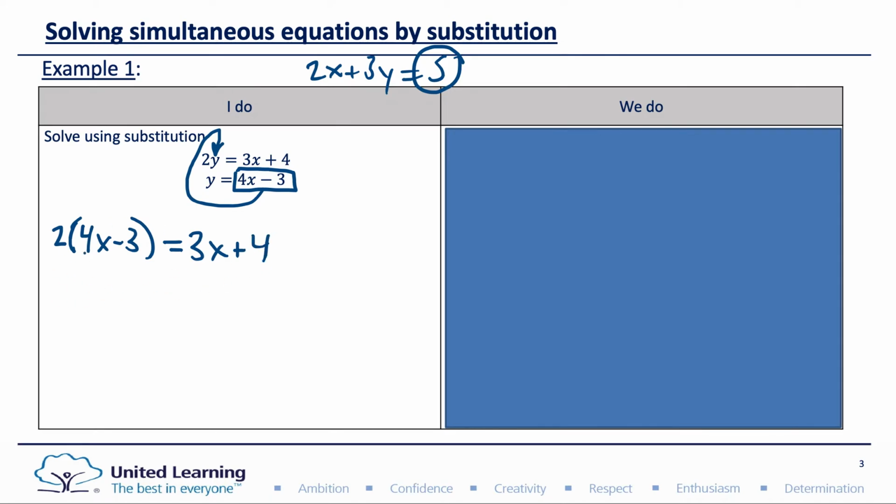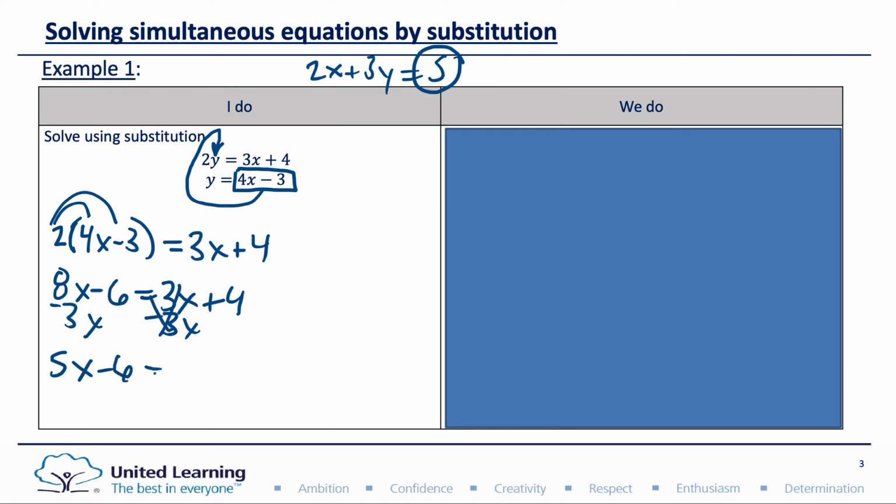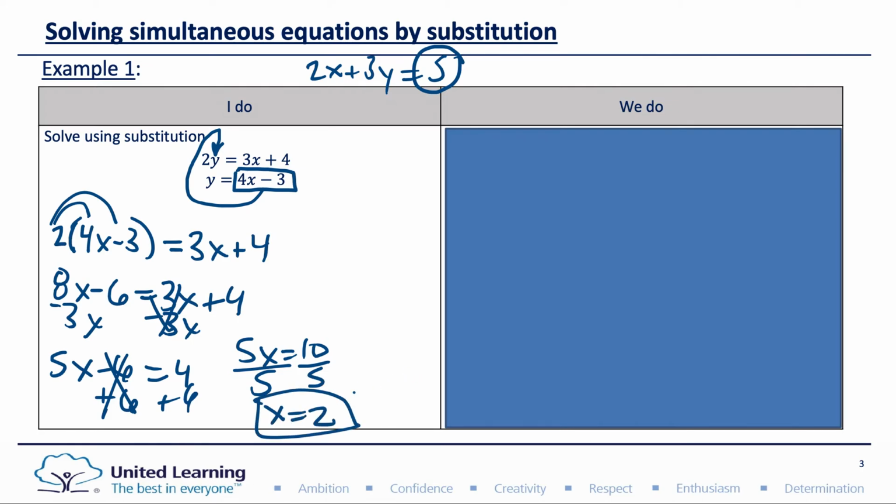And now we can just solve for x. Notice that the y's are no longer there, it's just x. So we can solve this just like any old equation. Expand the bracket out, so now we should have 8x minus 6. And let's go ahead and solve for x. So we end up getting x equaling 2. Now, because y is isolated here, this actually works really nicely.